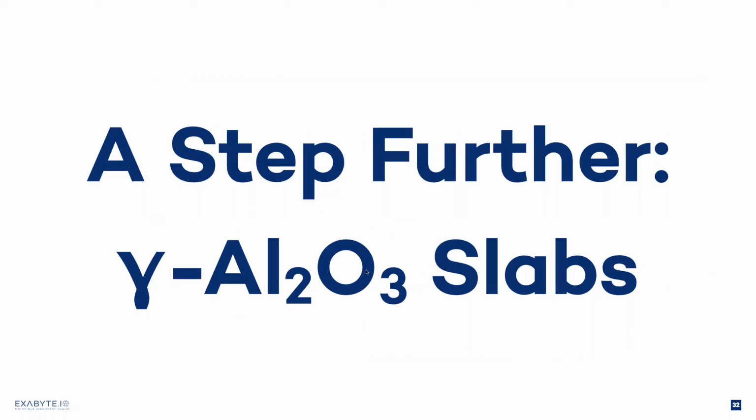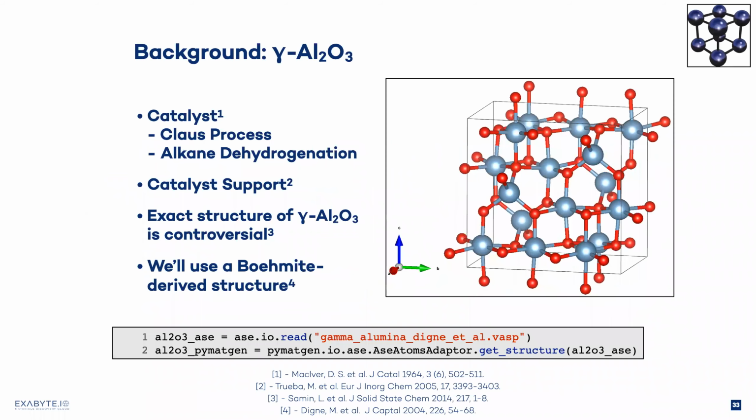And so then finally, I always like to take things a little bit one step further. We did this with copper. Now let's do this with a catalytically relevant material called γ-Alumina. γ-Alumina is an extremely important material in catalysis. It's used as a catalyst and as a catalyst support. As a catalyst, it's very useful in something called the Claus process, which is one of the most industrially important ways of producing sulfur.